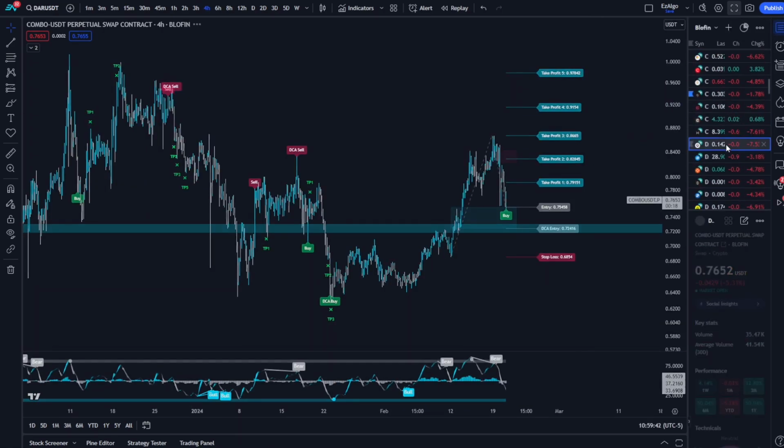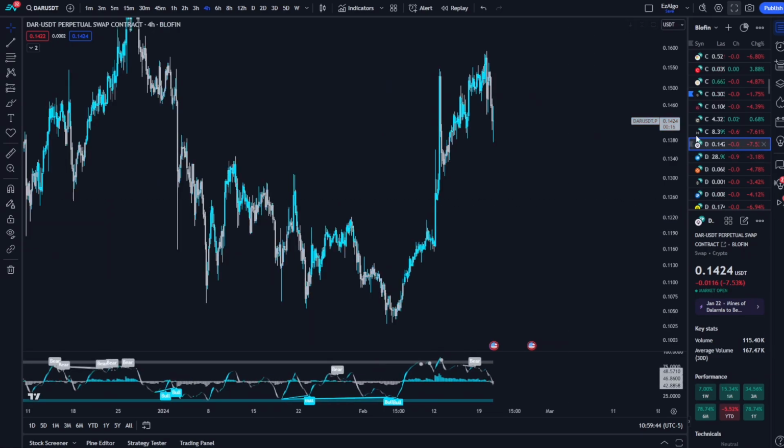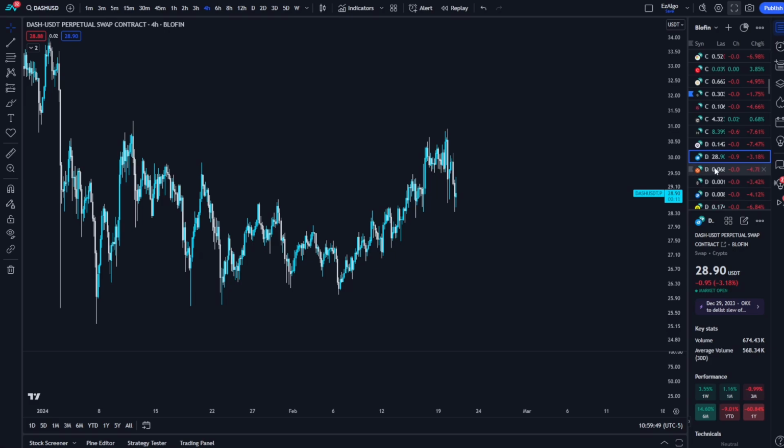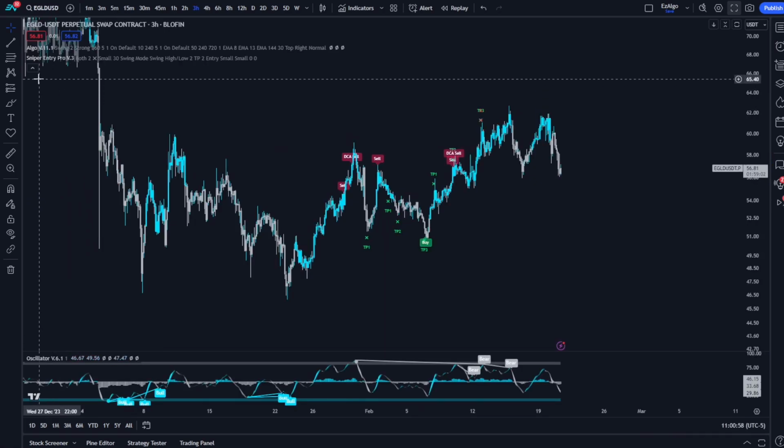This is just one pair that I randomly found. Now, this indicator will work better on higher time frames. Keep that in mind. The reason this works better on a slightly higher time frame is that price will respect these zones a lot better than obviously trading on the 5-minute time frame.